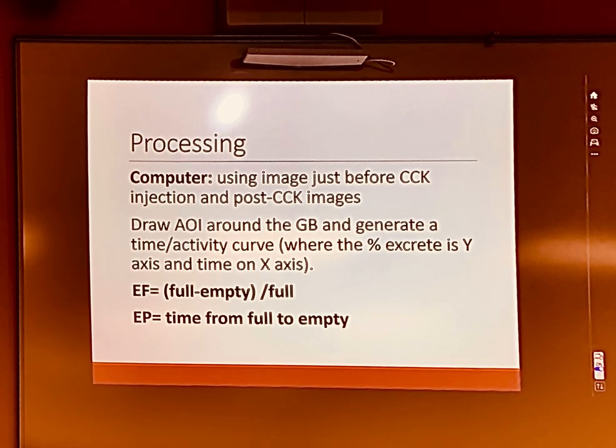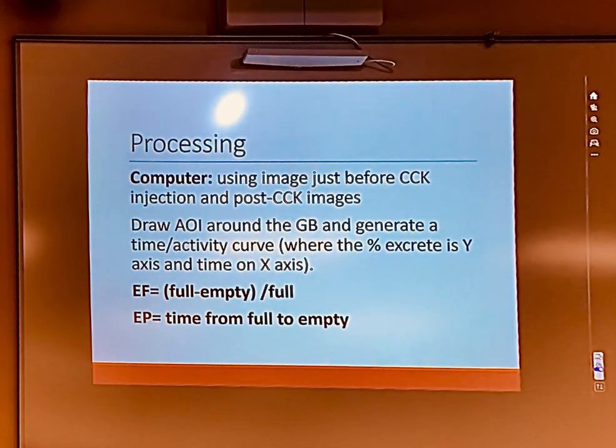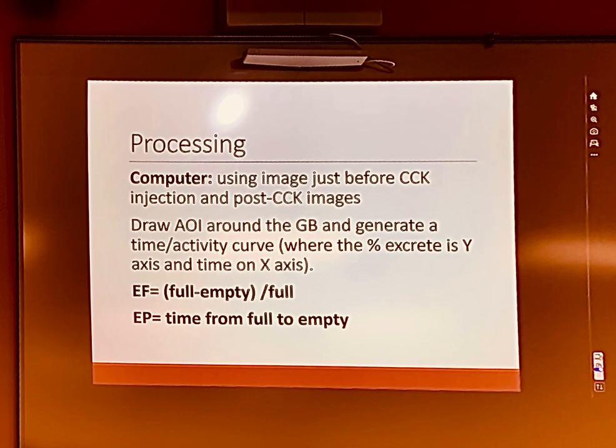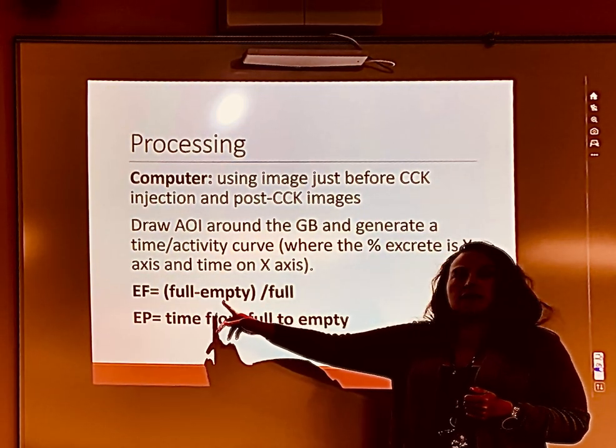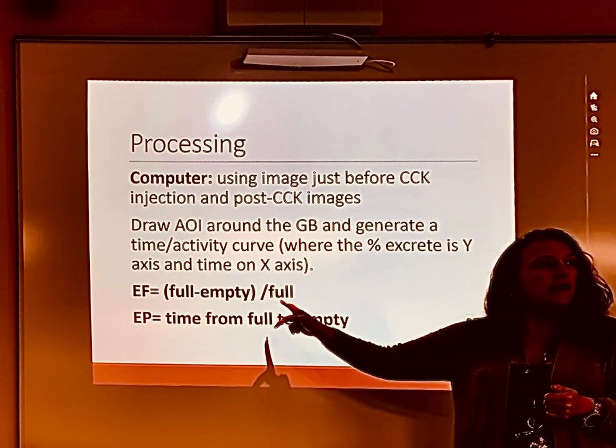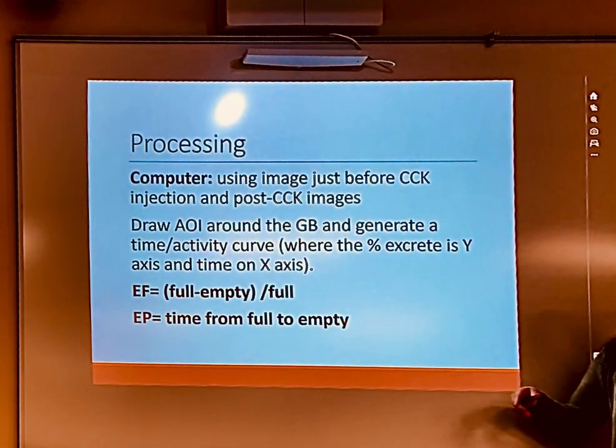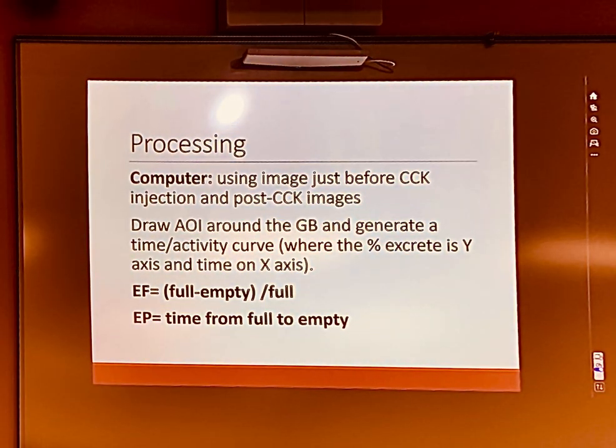At this time, it counts for this. At this time, it was this. At this time, it was this. At this time, it was this. And then the computer says, I'm taking the high number minus the low number divided by the high number, and this is your ejection fraction over this period of time.